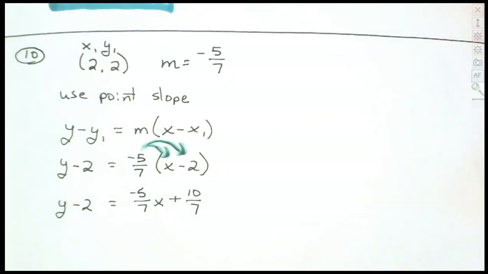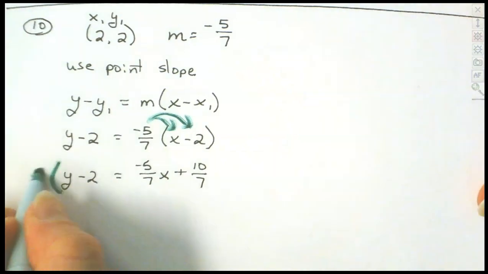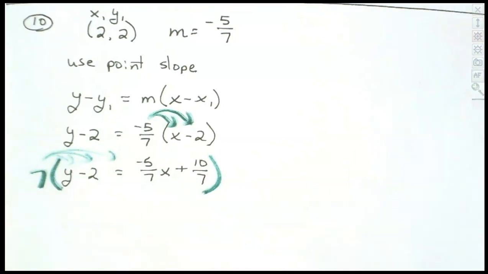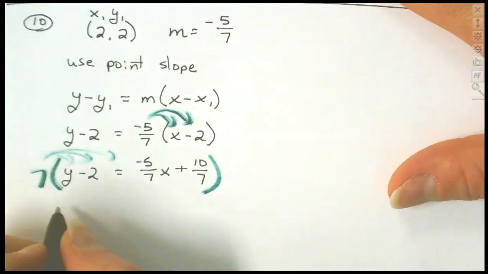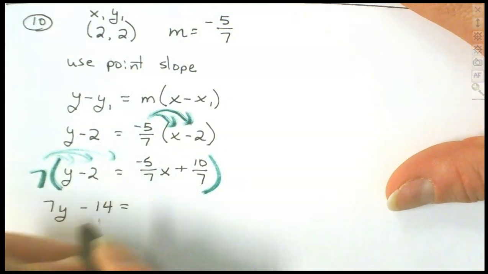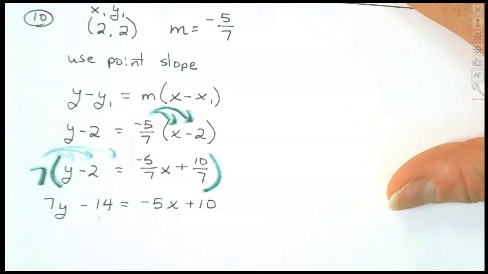I picked this one because of the fractions. Well, we want to get rid of these fractions. So how do we get rid of the fractions? They have a common denominator of 7 for all of them. So multiply everything by 7. That'll take care of your fractions. And then we'll solve it for y. So when you have a fraction, it's a little bit more complicated. So that's 7y, when we distribute, minus 14 equals minus 5x plus 10, because the fractions cancel out.